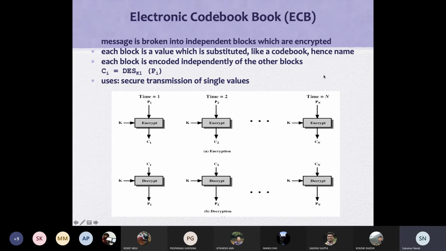Why is it called code book? Because you can create all possible mappings, all possible plaintext with their pairwise ciphertext, and you don't have to compute. You just go to the code book where plaintext is converted into ciphertext using the key and produce it.